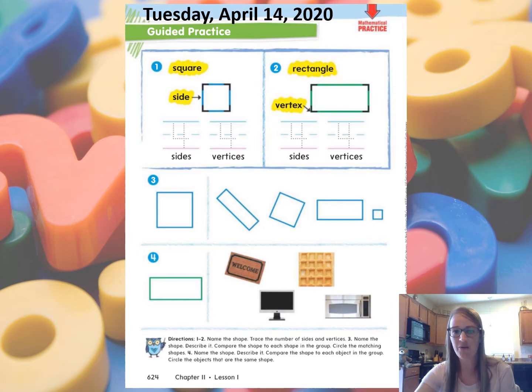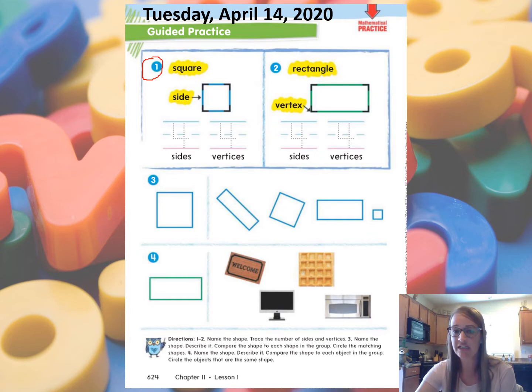We're going to get started on our My Math work. Remember, we're starting a new chapter, chapter 11, and it's all about two-dimensional shapes. Today in lesson 1, we're going to learn all about squares and rectangles, and we're going to go ahead and get started. At number 1 here, we're going to name the shape.